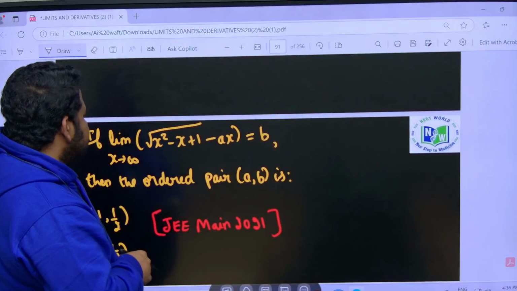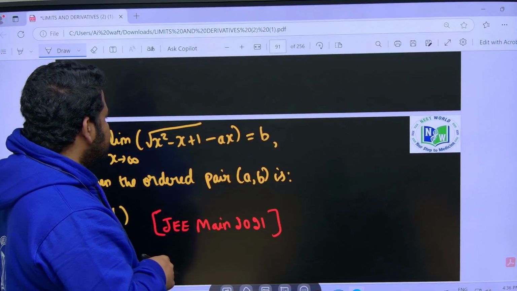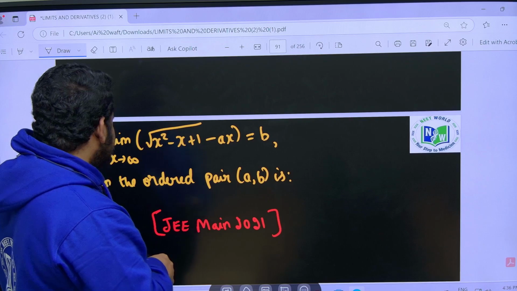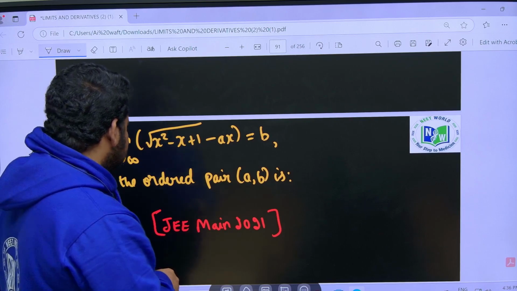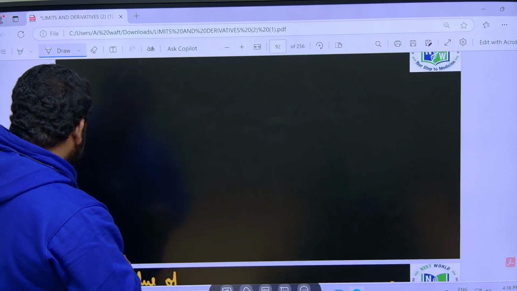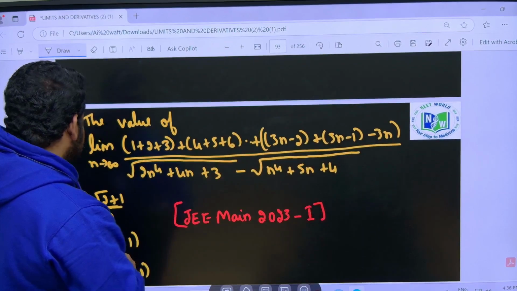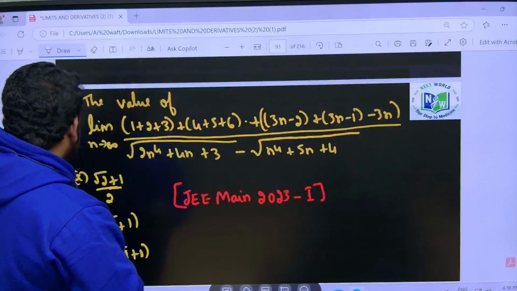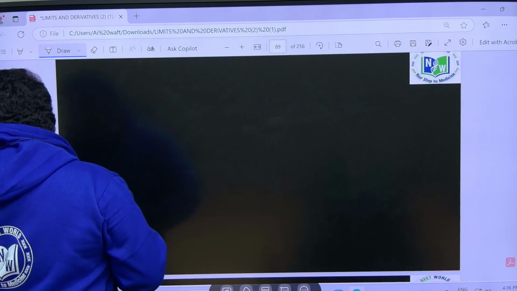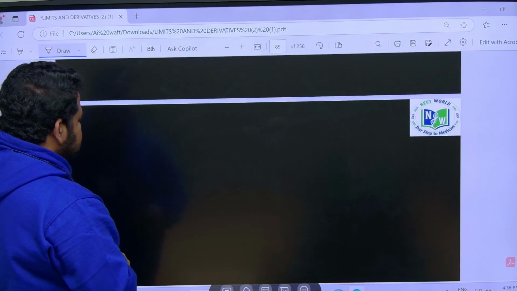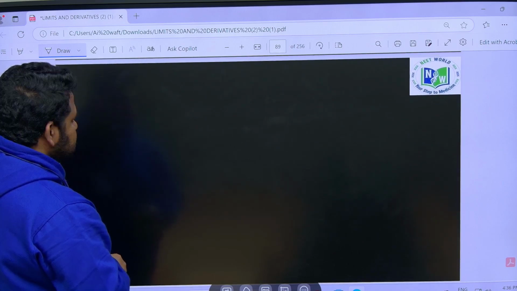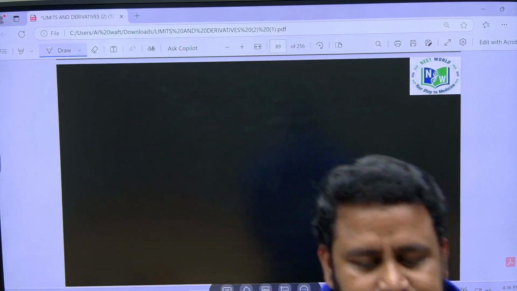If limit of square root of x square minus x plus 1 minus ax is equal to b, as x tends to infinity, then the ordered pair a comma b is. Before that, I wanted some more KSET questions. Let me check those. Just a minute.